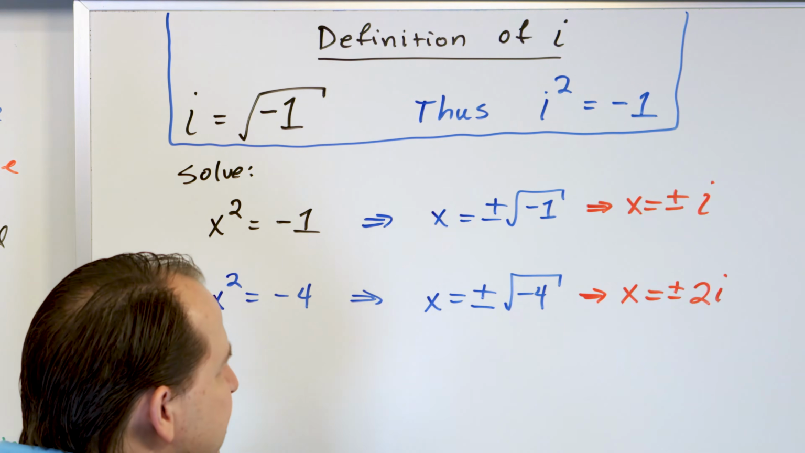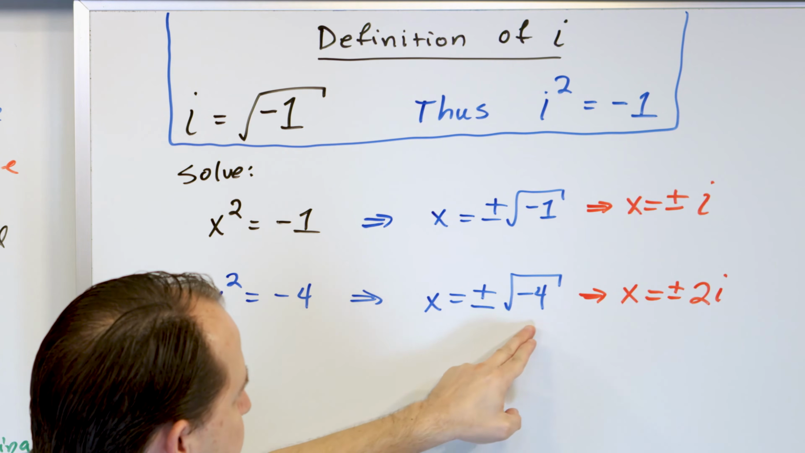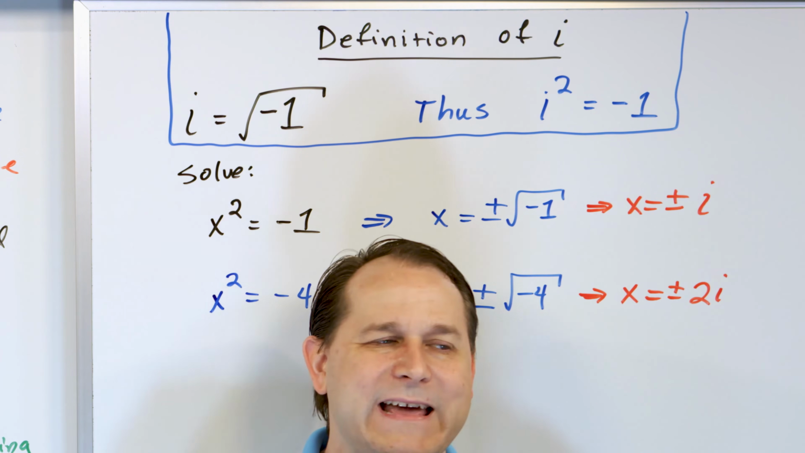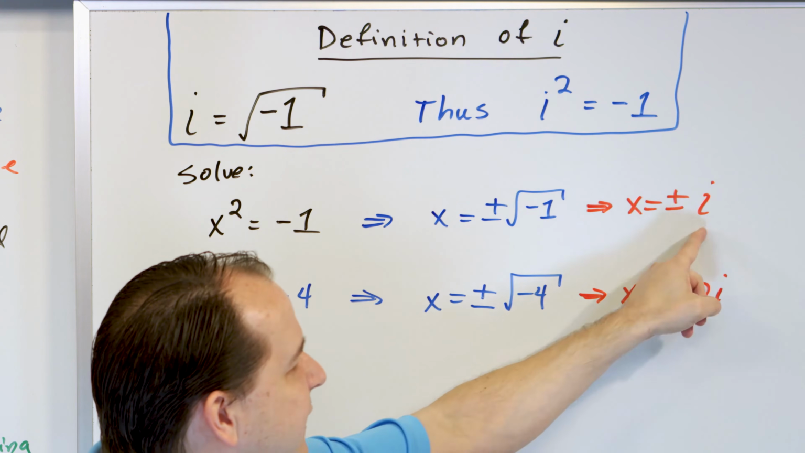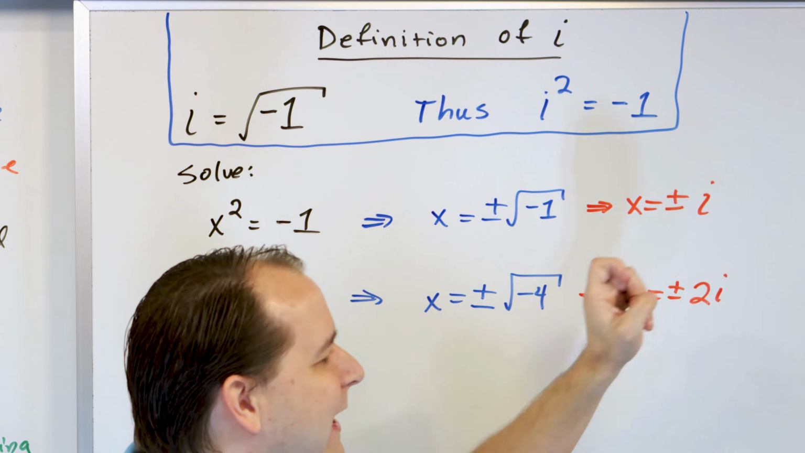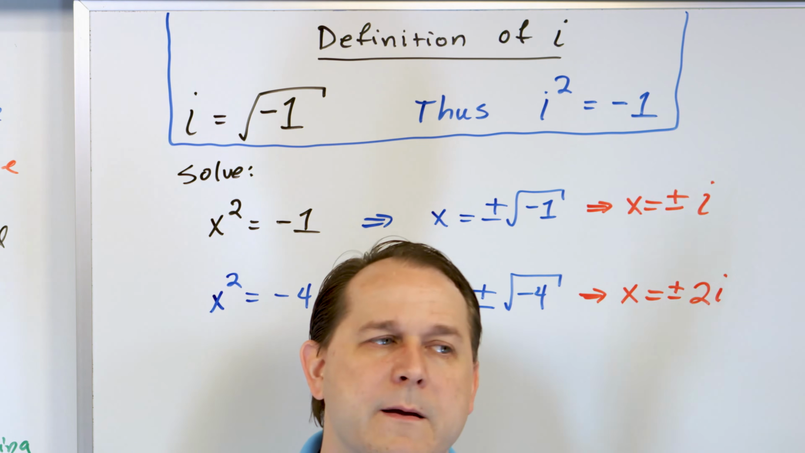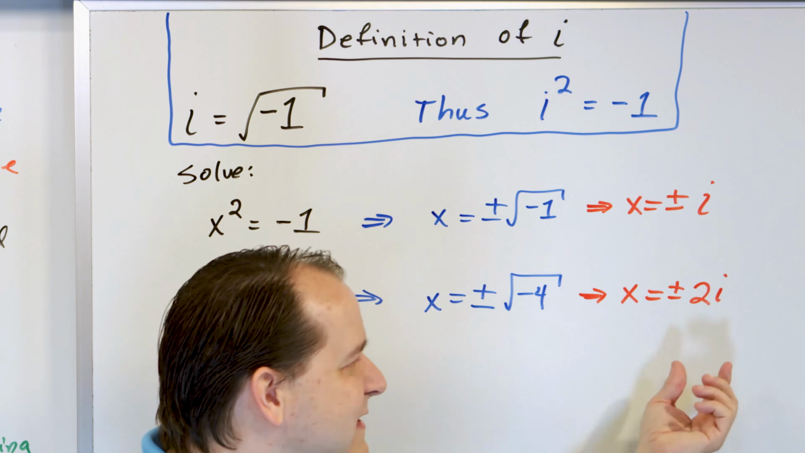So you see, the punchline is when you take the square root of negative numbers, you take them ignoring the negative sign. You just pretend the negative sign's not there. You just write the number down, just like always. But then you tack an i on there because the negative inside of it produces an imaginary number. So this is not a real number.